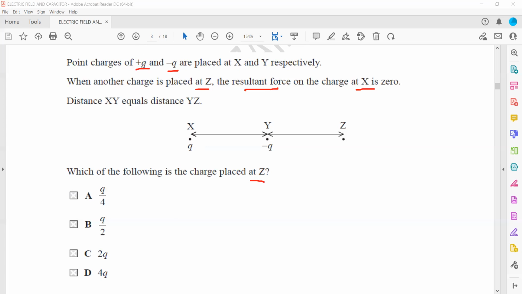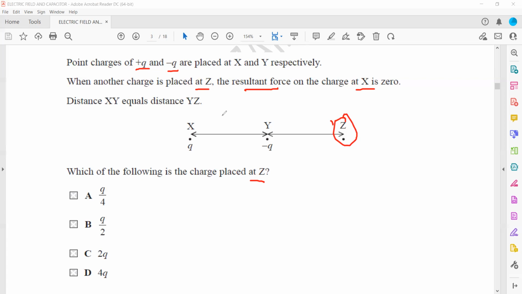As in the beginning, we have point charges. One is a point charge plus Q, another one is minus Q, and they are placed at X and Y. And there is another charge placed here. The resulting force on the charge at X is 0. So there is a force, but the resultant force is 0.